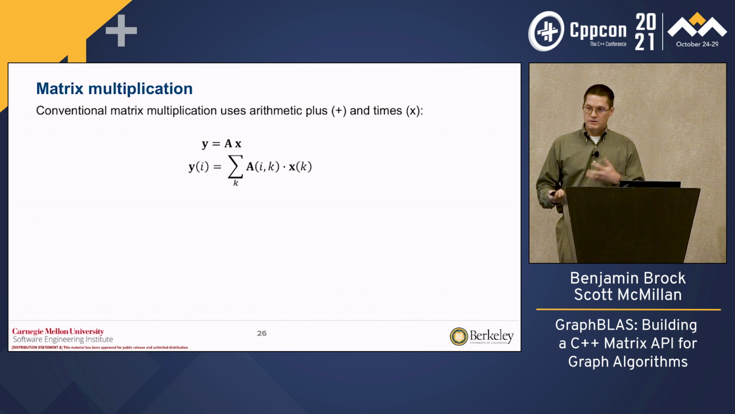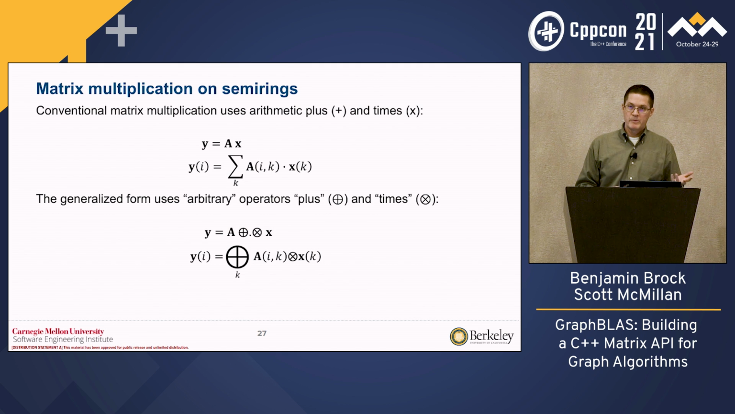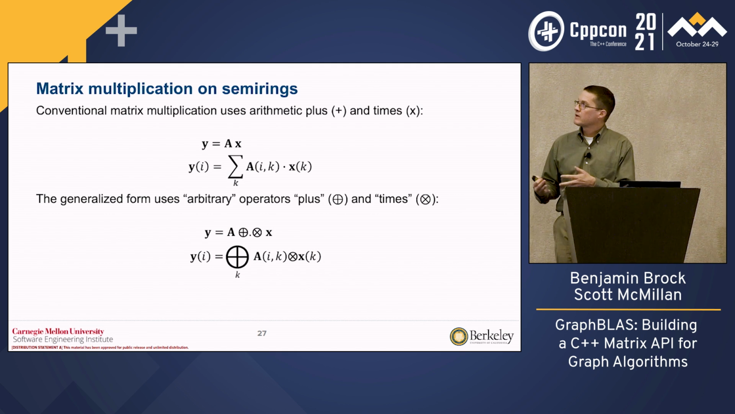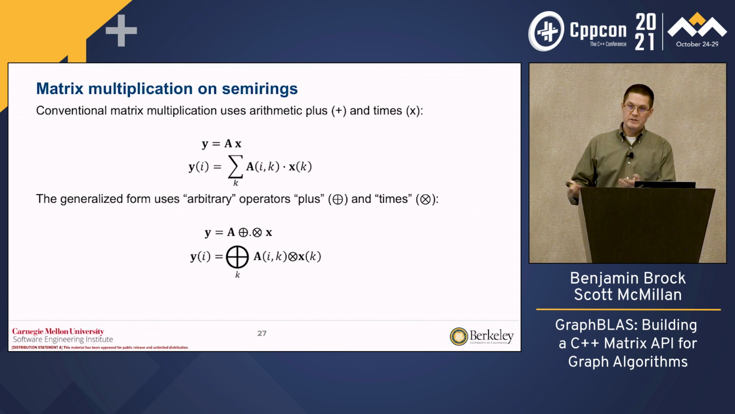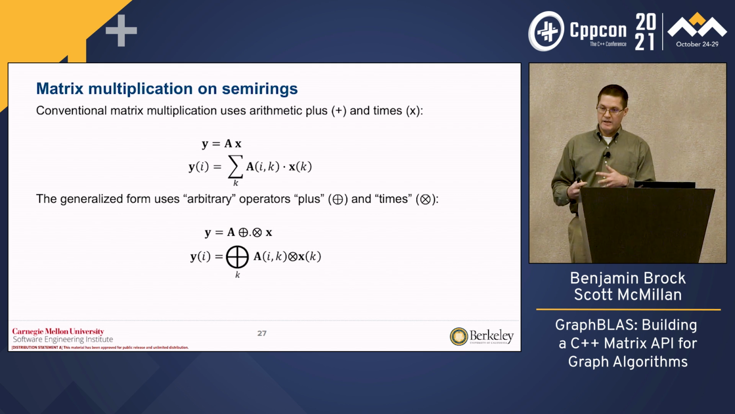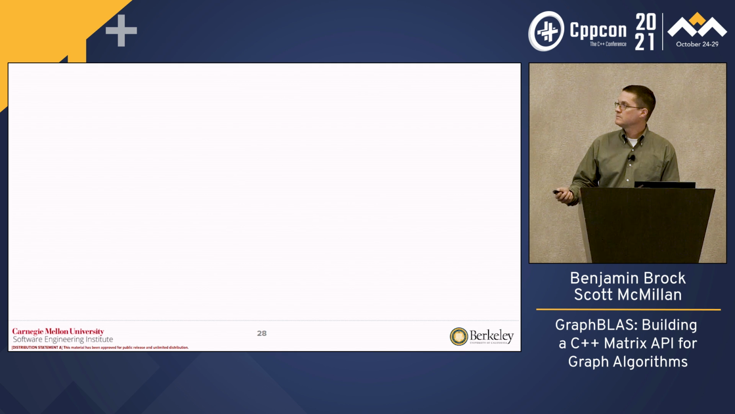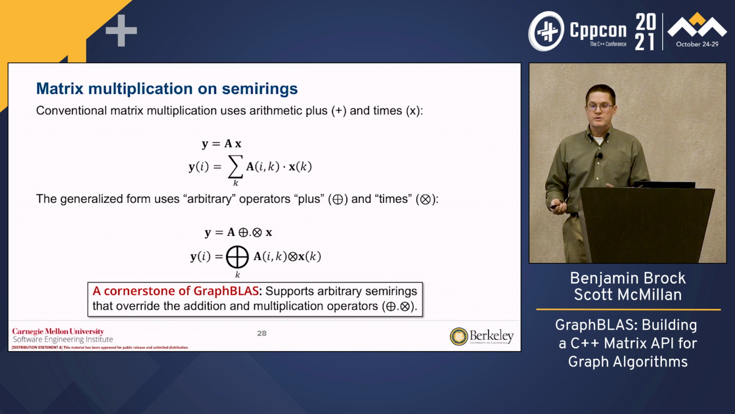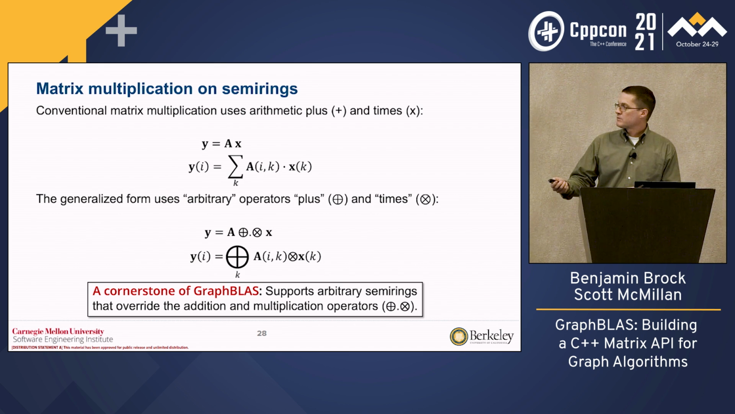What GraphBLAS wants to do, and what makes it different than previous attempts, is that it uses semirings. And so a semiring is basically a more generalized version of the operations needed to do matrix multiplication. And so we can substitute binary operators for addition and multiplication and get a much richer set of computation just from the matrix vector operation in GraphBLAS. So this is a cornerstone of GraphBLAS and what makes it a bit different than prior sparse BLAS.